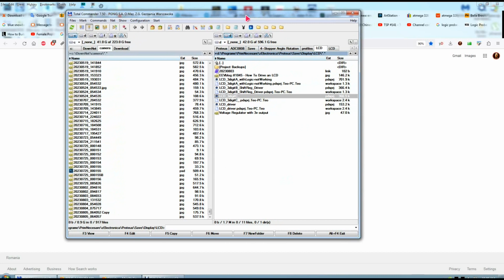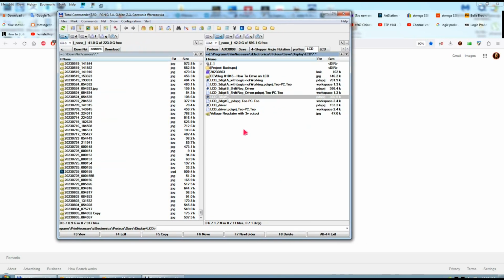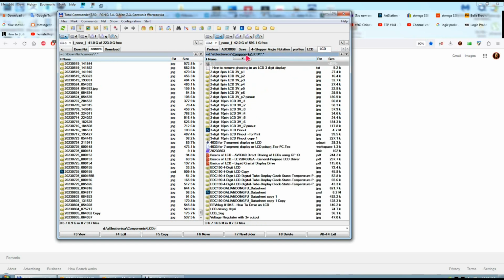Myself here. I have quite a long project which I didn't want to spend too much time on, but it proved a bit more challenging than it should have been. I have here 1, 2, 3 files for the 3-digit LCD. I have 2 folders actually named the same. This one is in Proteus, the save folder for the Proteus simulator, and another folder in electronic components, and the components, the LCD being a component, and it's a little bit confusing.